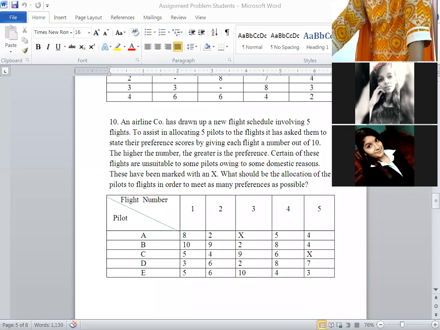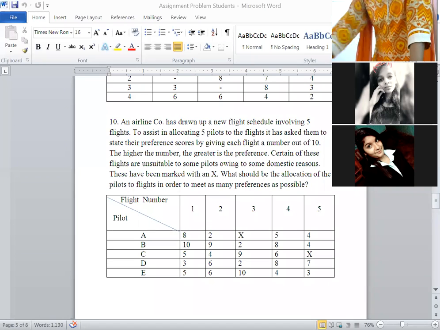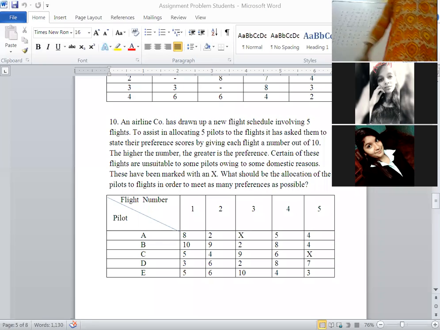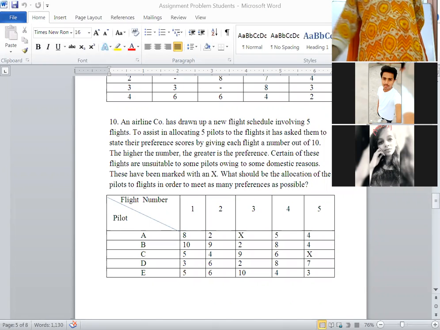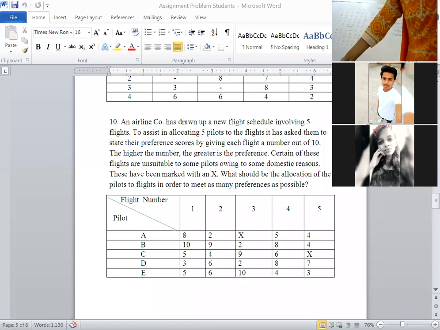Next, I will take right now the boy named Mahesh Raut. Mahesh. Yes, ma'am. Mahesh, after performing the row operation and column operation, if we are not finding the assignments, what procedure will we follow?